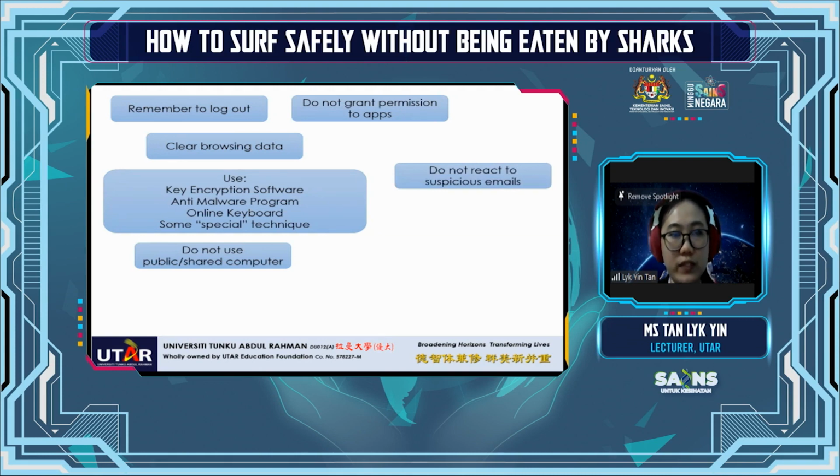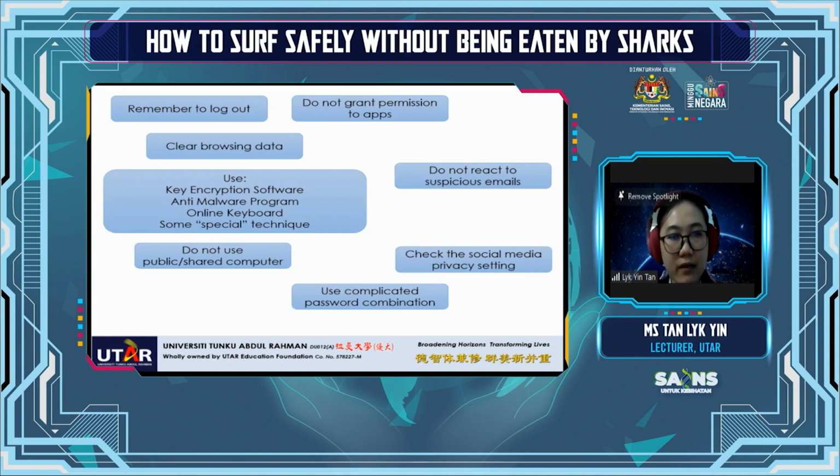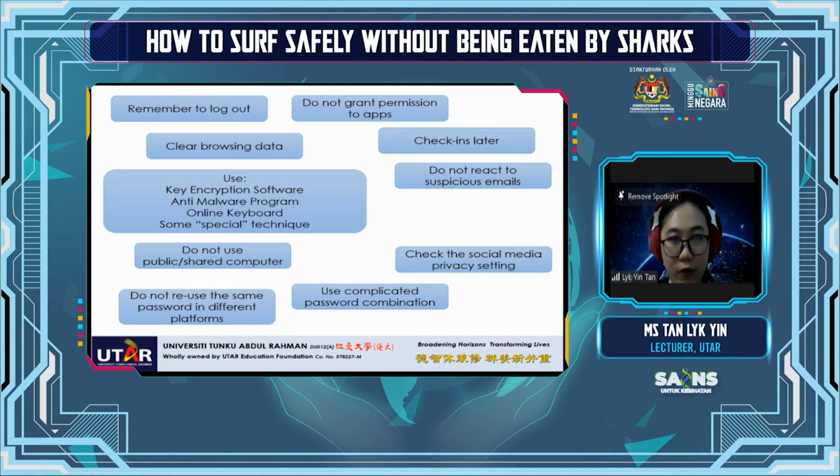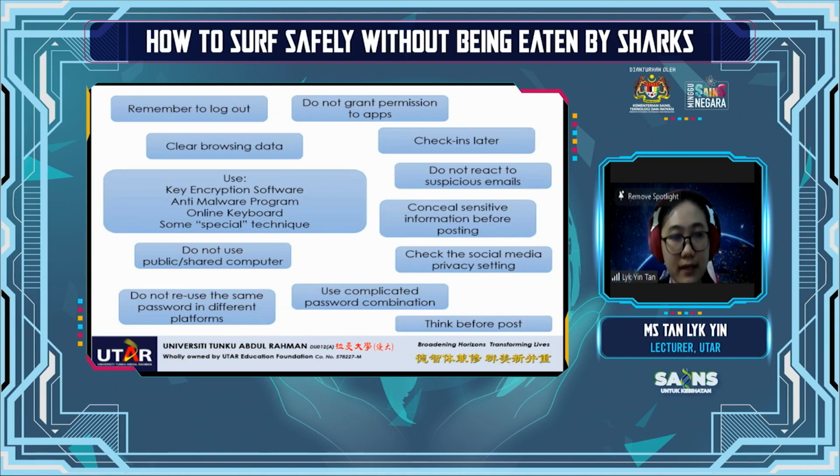Do not react to suspicious emails, messages, or SMS or whatsoever. Use complicated password combinations. Check the social media privacy settings. Do not reuse the same password on different platforms. You can check in later, or the best is do not check in at all. You can conceal some of the sensitive information before you post it on any of your social media. And last but not least, think before you post.